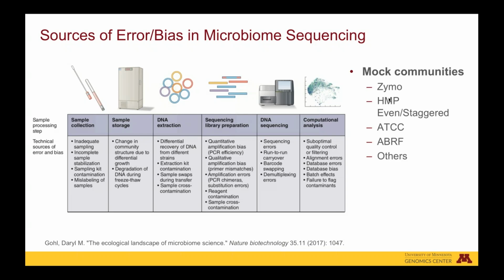Those include mock communities of DNA or whole microbial cells from the Human Genome Project or Human Microbiome Project, vendors like Zymo, ATCC, and others. And while these are certainly useful for studying the process in general, they contain DNA or microbes which are expected to be found in human microbiome samples. And so they can't be directly added to a sample in order to study the complete sample matrix. And they can't control for process errors or biases affecting individual samples.